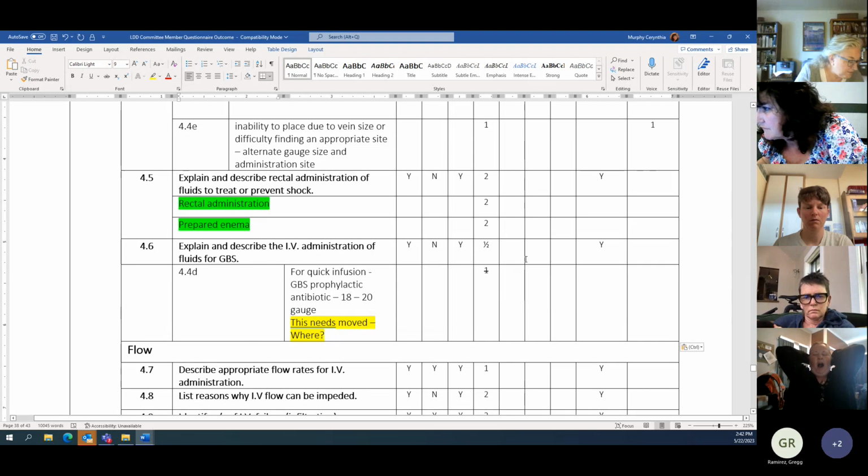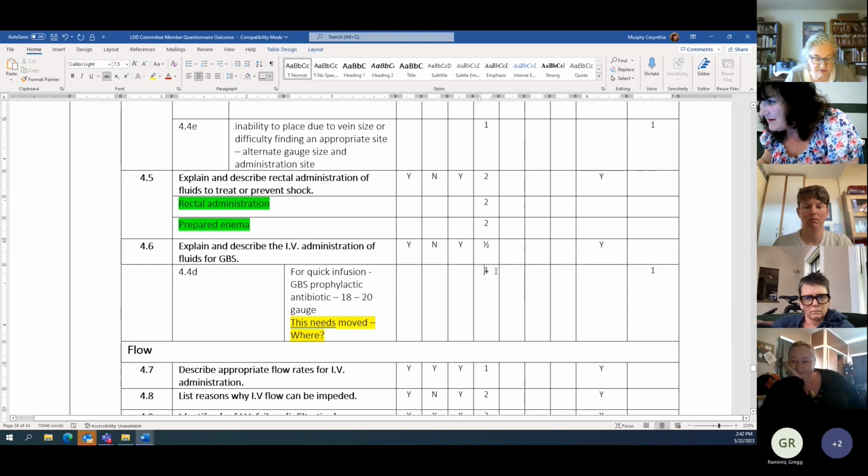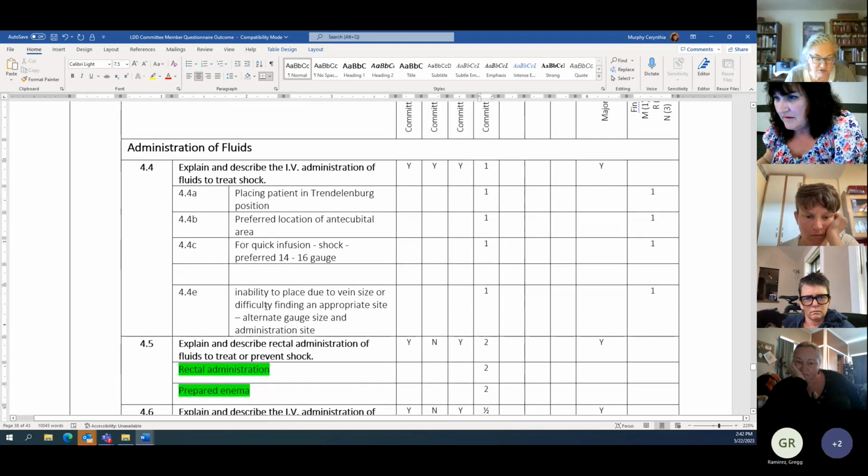So 4.5. Oh goodness, I don't know what happened here. So we're gonna make it a 1. 4.5 has... Why isn't it deleting my stuff? 2 bullet points plus the instructions.